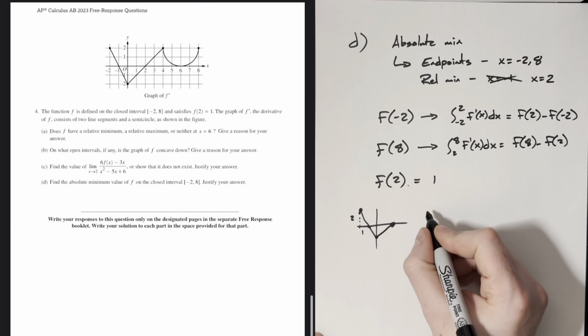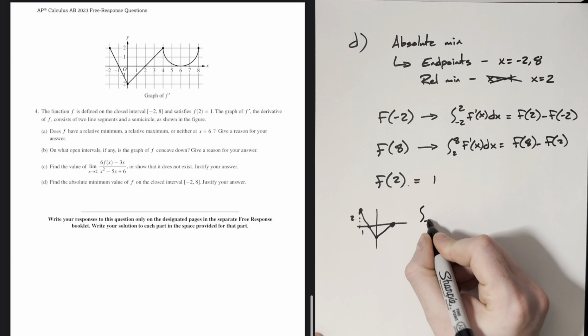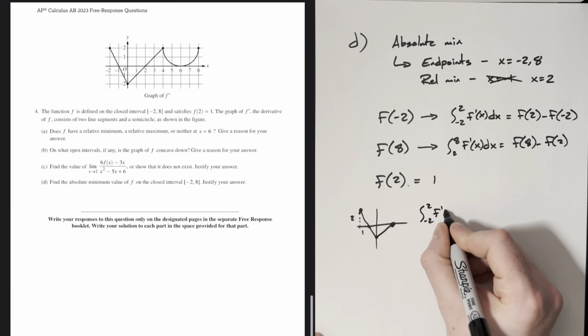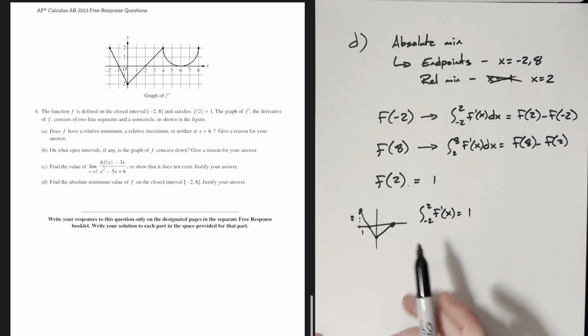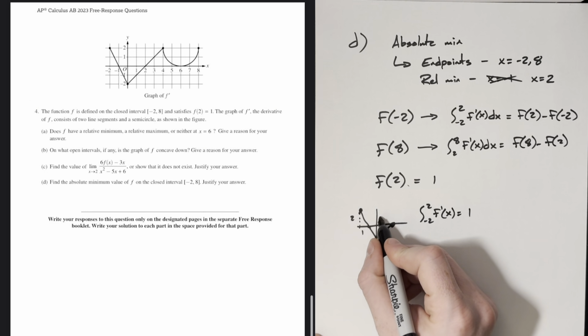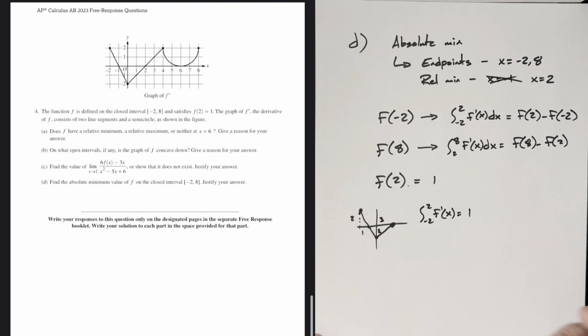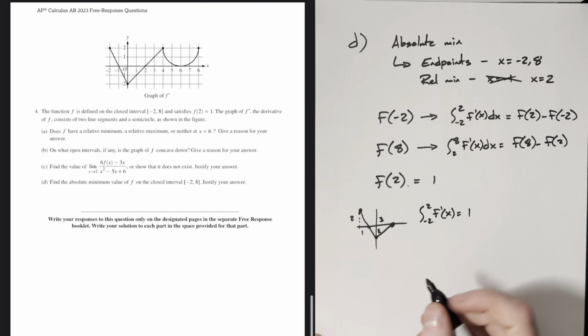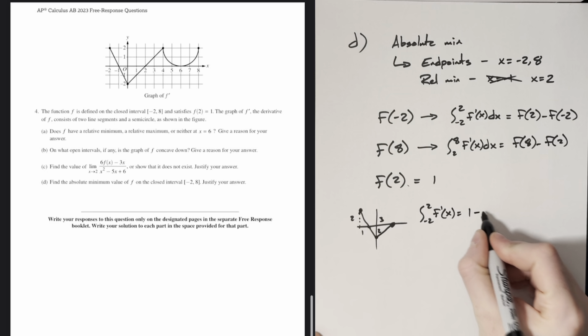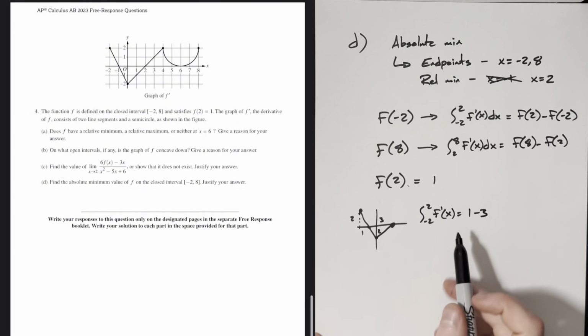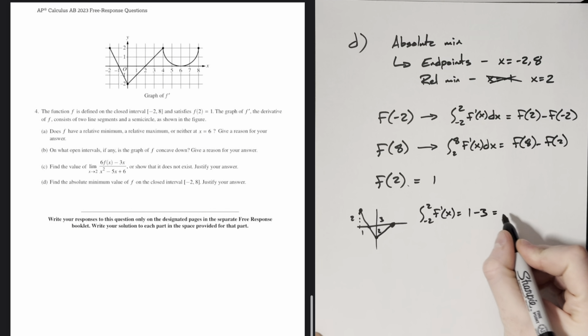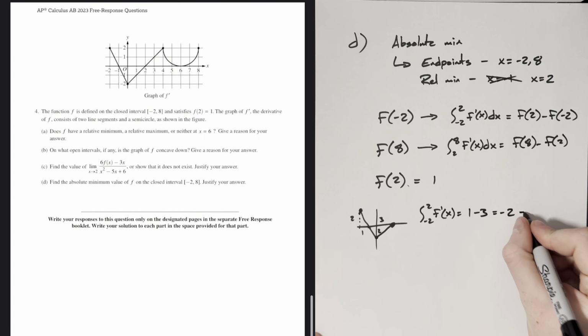So, my integral from -2 to 2 of f prime of x equals 1. And now I need to figure out this part. The base of this triangle is equal to 3. Height is equal to 2. So the area is equal to 3, just 3 times 2 over 2. But this is below the x-axis, so it will contribute negatively towards this integral. So this value of the integral is equal to -2.